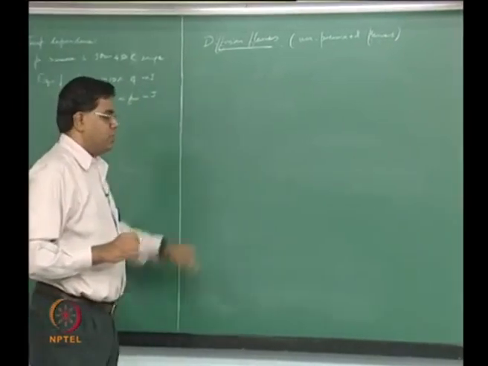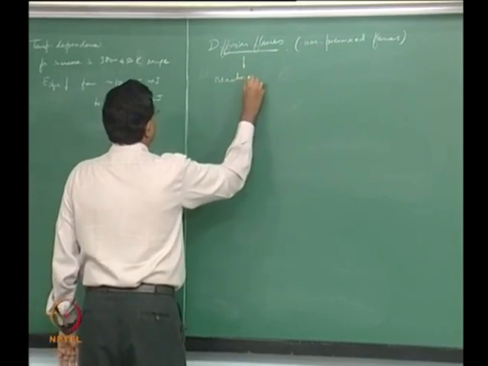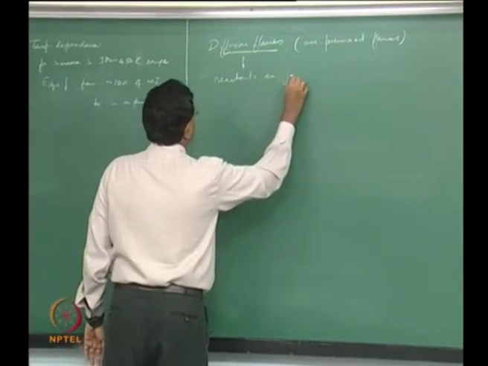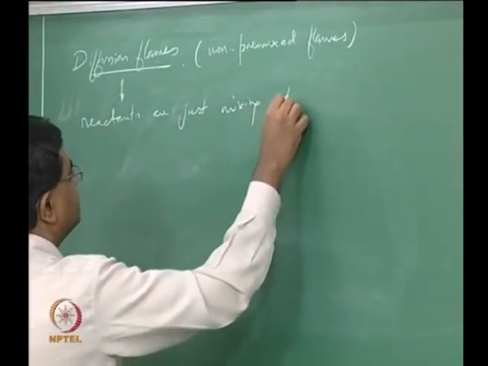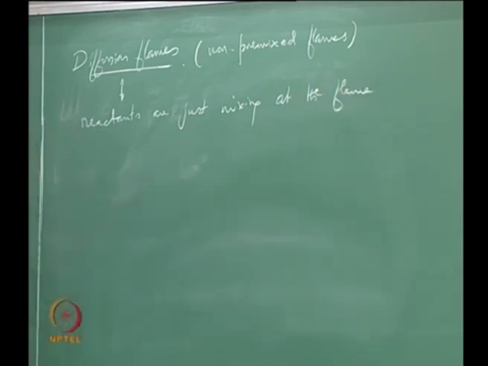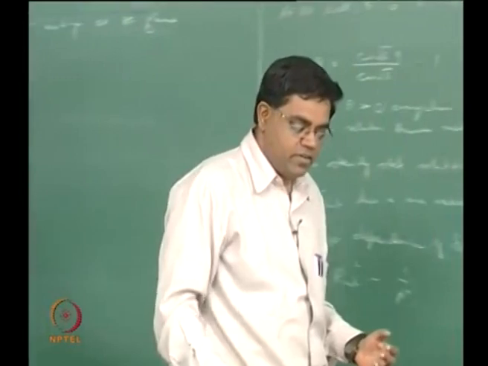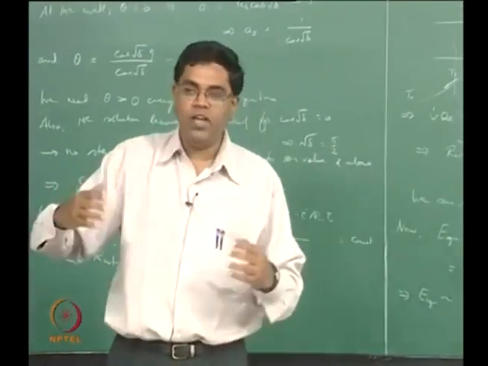What we mean by a diffusion flame is that the reactants are just mixing at the flame. It's kind of like you're rushing into the exam hall and you're just studying for the exam. So you're really not prepared. Similarly, the reactants are not really prepared. And what is meant by prepared? Prepared means you have to actually premix.